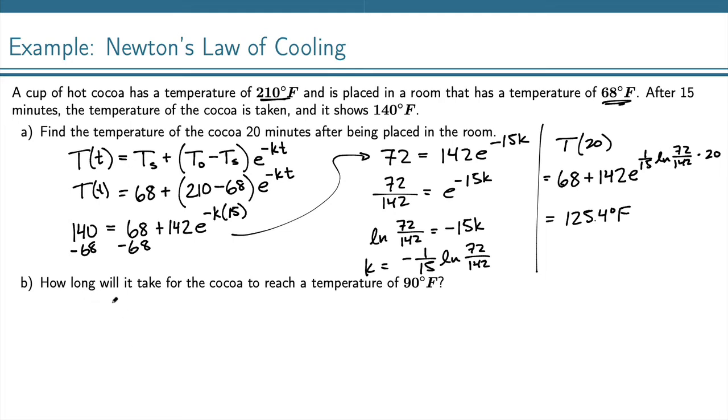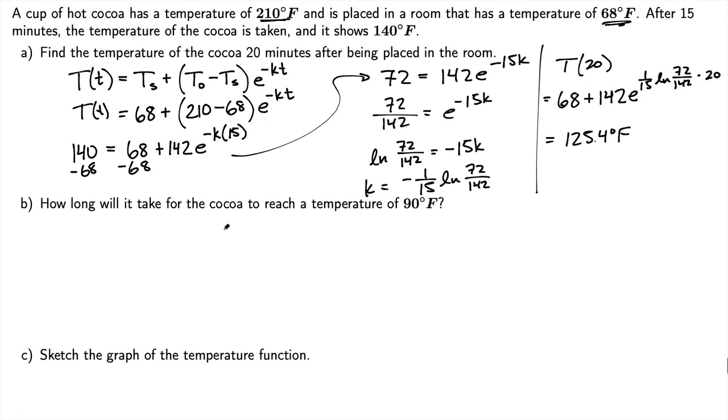For part B, how long will it take for the cocoa to reach a temperature of 90 degrees Fahrenheit? So now we just go ahead and take our model, which we've got right here, and we set it equal to 90. So I've got 90 equals 68 plus 142 e to the 1 over 15 natural log of 72 over 140 t. So we can subtract 68 from both sides. We get 22 equals 142 e to the 1 over 15 natural log of 72 over 140 t.